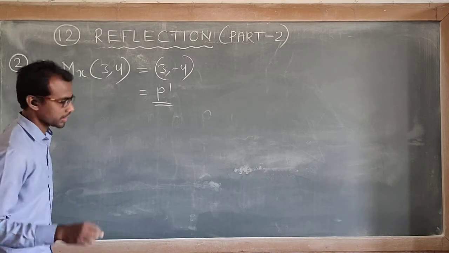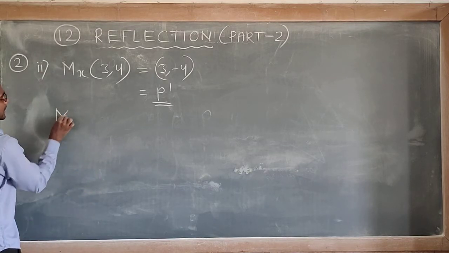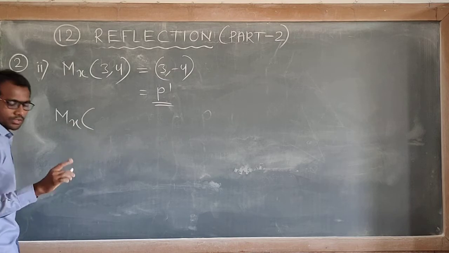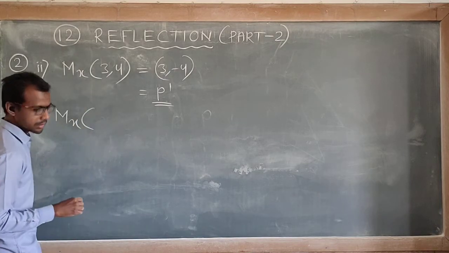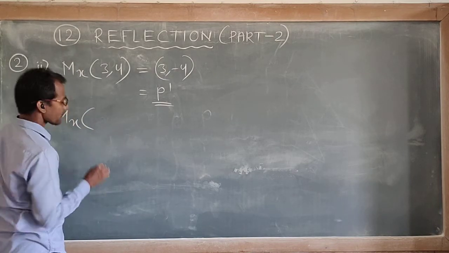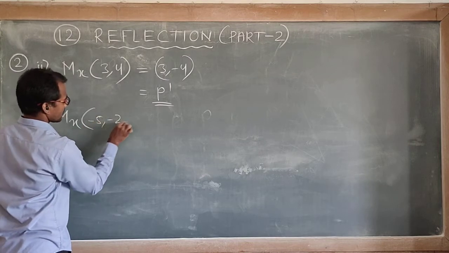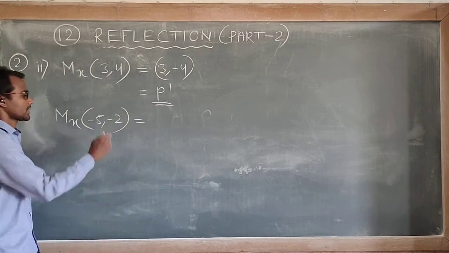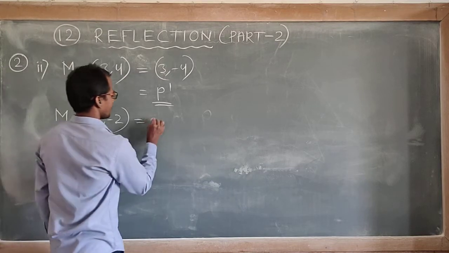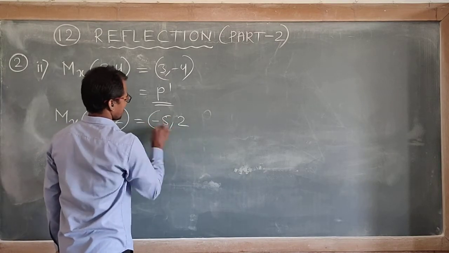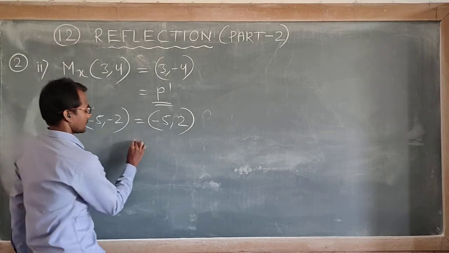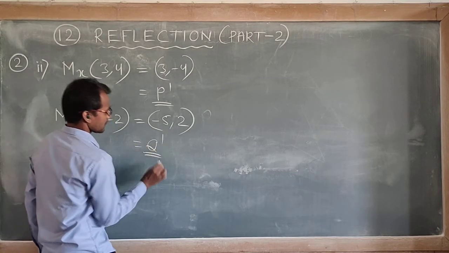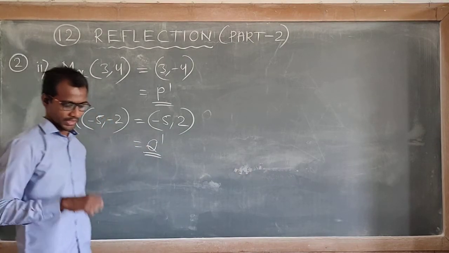Now let us go for point Q. Again x-axis. The coordinates of point Q are -5, -2. Again the y coordinate will change because it is reflected in the x-axis. So (-5, 2). This is our Q'. Okay. The second bit is over.